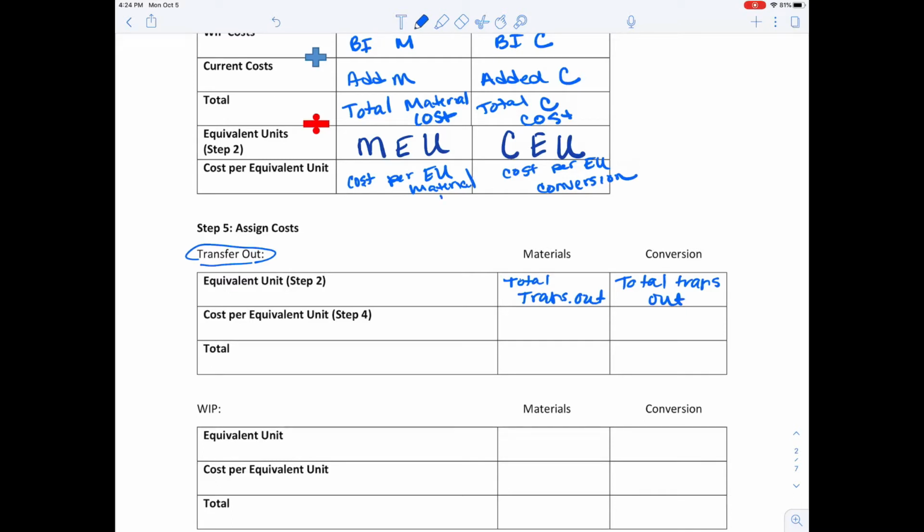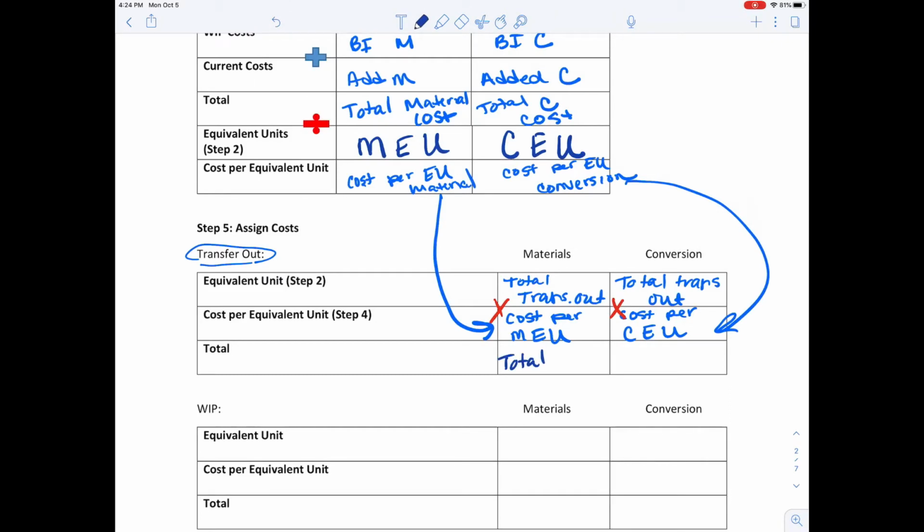I'm going to take that cost per equivalent unit that I just determined for each one of these and bring that down. This is my cost per conversion equivalent unit, and now I'm going to find my total. This is my total transferred out. So here I'm just going to multiply this down and get my total. This should be your total transferred out amount.